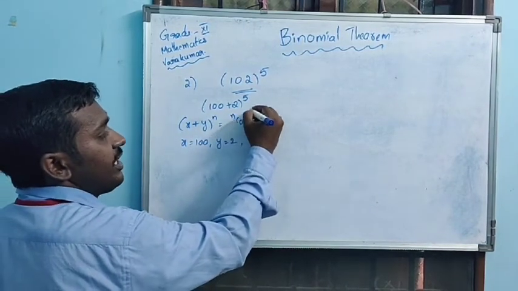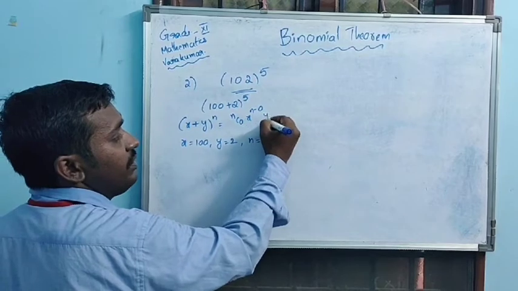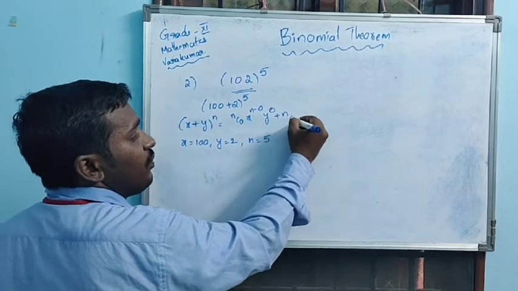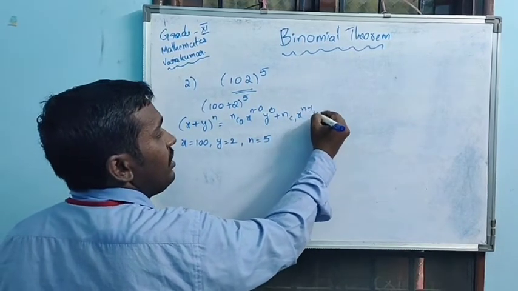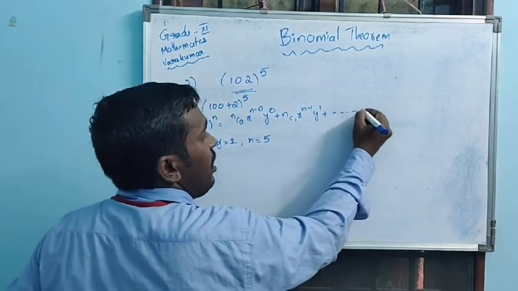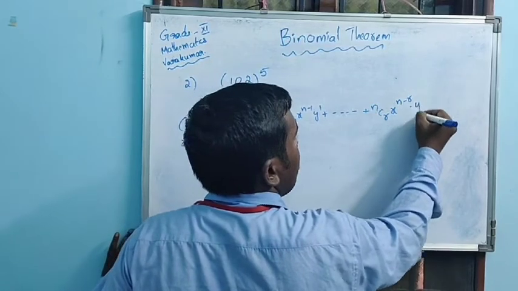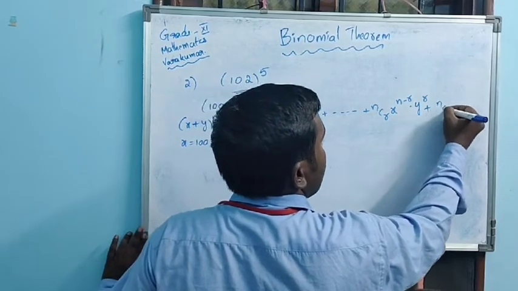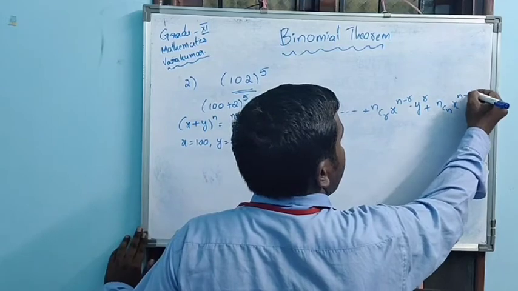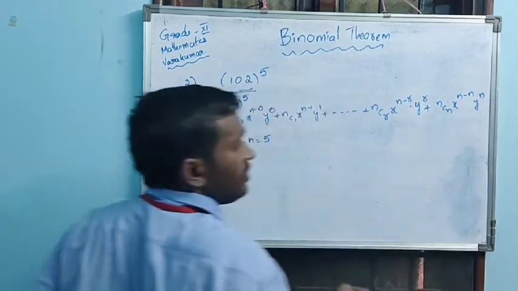First write the expansion: nC0, x power n minus 0, y power 0, nC1, x power n minus 1, y power 1, and so on. nCr, x power n minus r, y power r, nCn, x power n minus n, y power n, and so on.